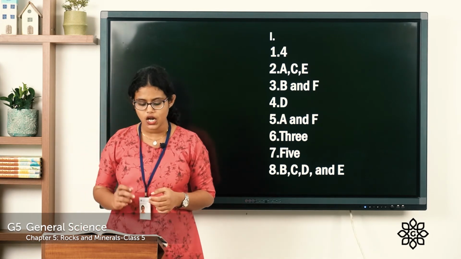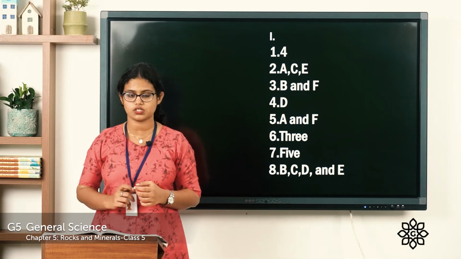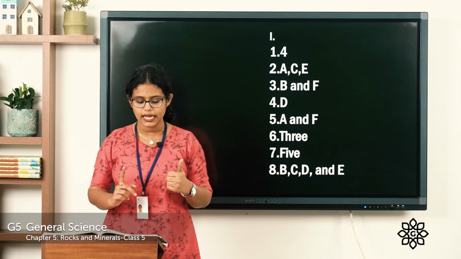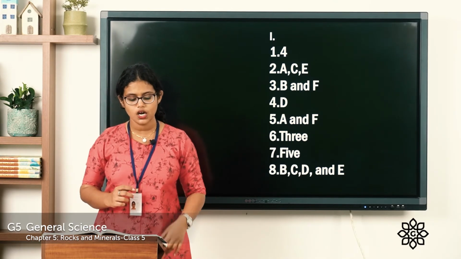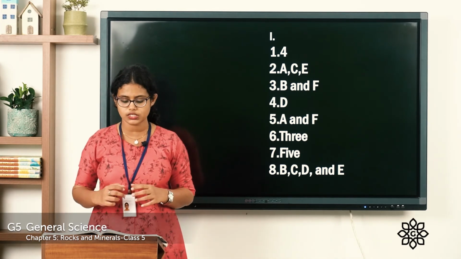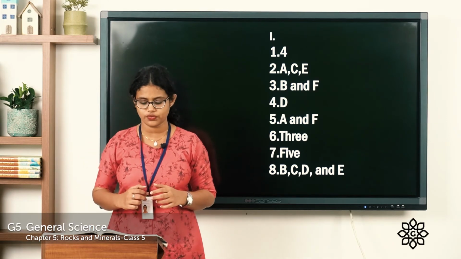The second one, which 3 boxes show substances in gaseous state? So, which are the 3 boxes that show substances in gaseous state? A, C and E. The third one, which 2 boxes show substances in solid state? So, what is the answer? The answer is box B and box F.